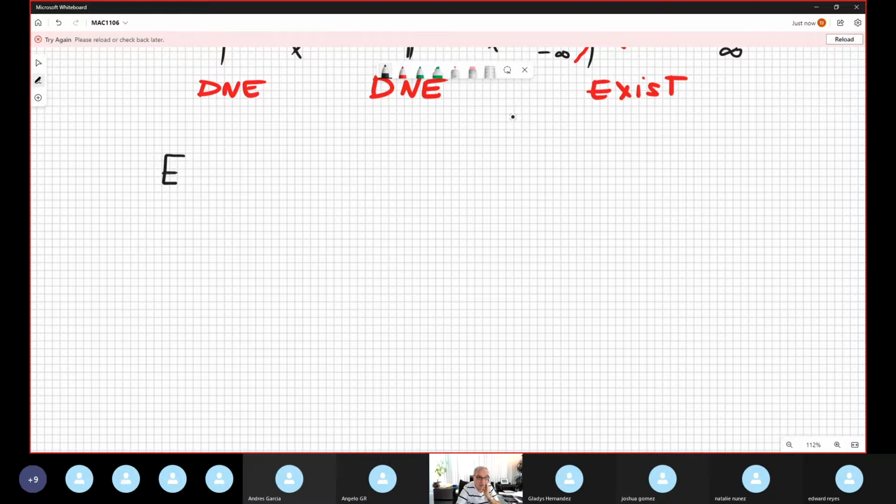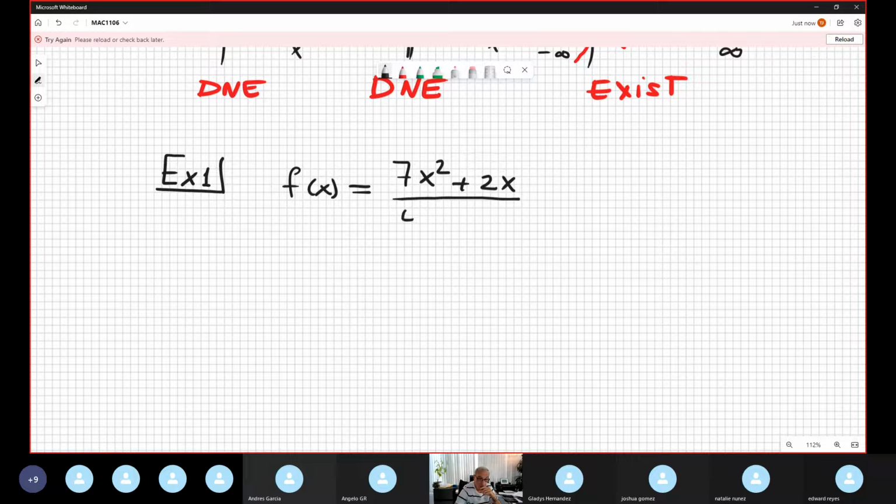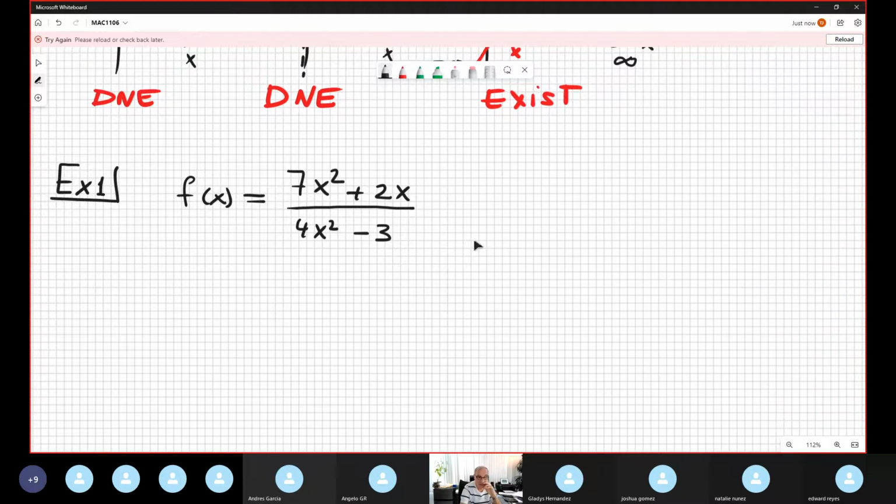This is example one of the horizontal asymptote. We have a function f of x equal to 7x squared plus 2x over 4x squared minus 3. Okay, the first thing you should always do, guys, is the analysis of the degree.